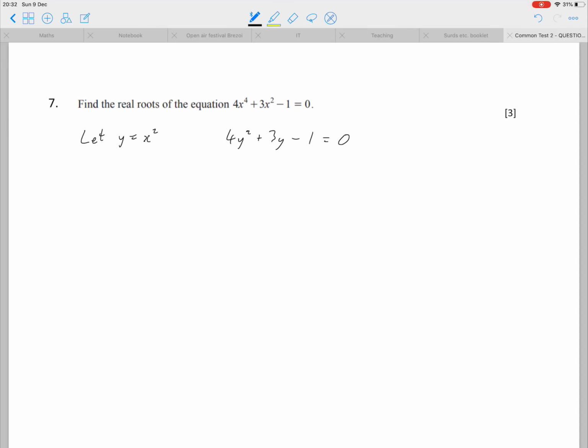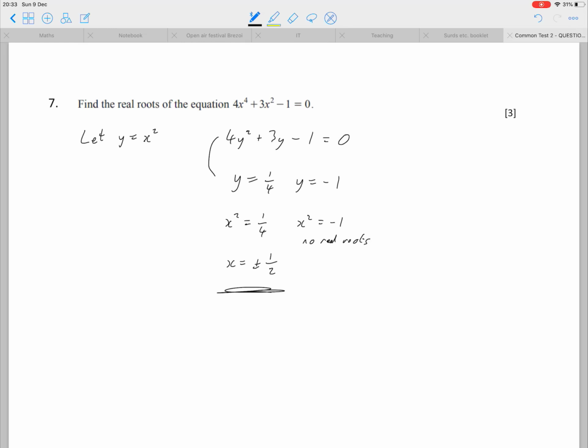Therefore, if you simply factorise that, or just solve it, you get y equals a quarter, and y equals minus 1. Then we just need to undo the substitution we did, and solve x squared equals a quarter, and x squared equals minus 1. We therefore, for this one, have, be careful, plus and minus a half. This one, no real roots. And that's that really, we're done.